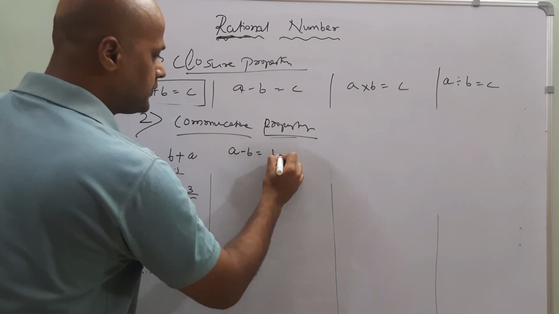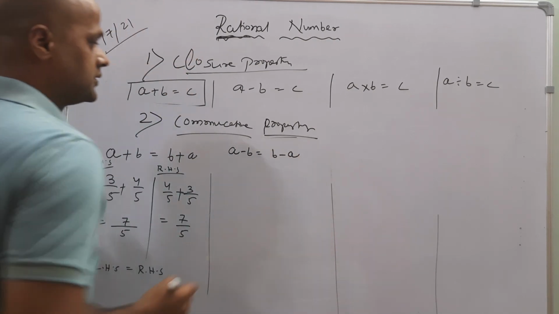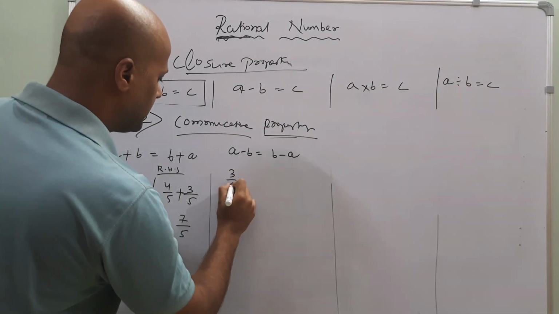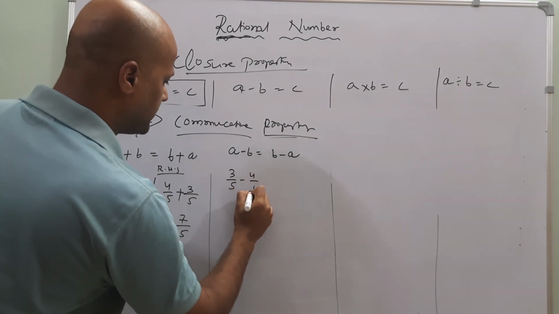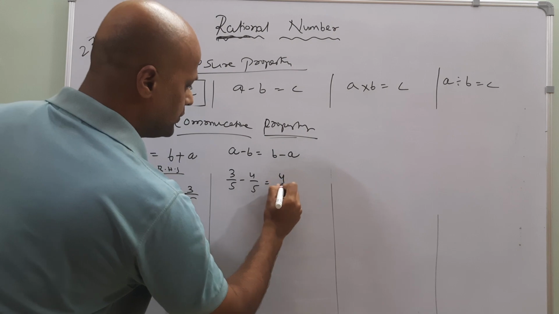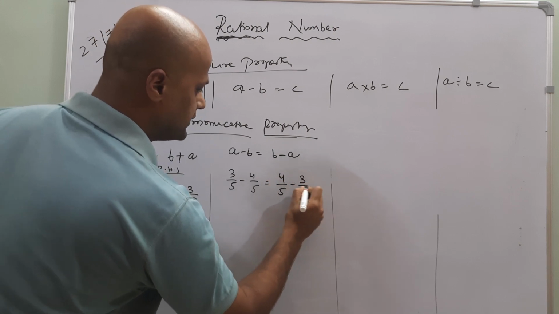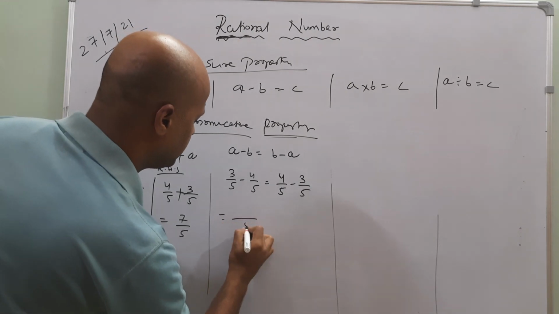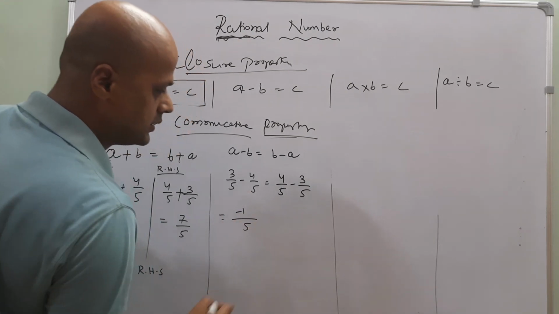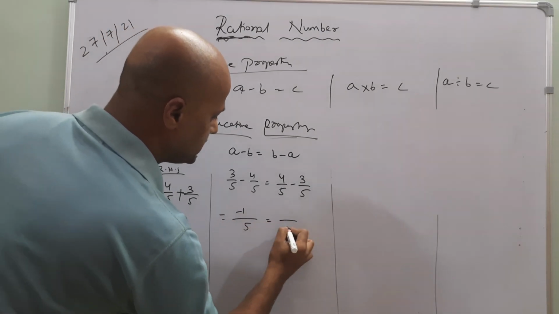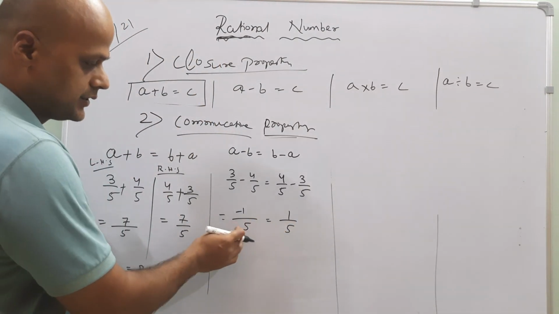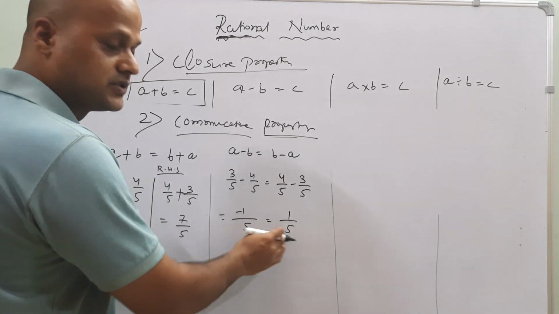Does subtraction follow the commutative property or not? Okay, now check it with the same example: 3 by 5 minus 4 by 5 is equal to 4 by 5 minus 3 by 5. Now what is the answer? On one side the answer is coming minus 1 by 5, since the LCM is 5, and on the other side it is 1 by 5. So here minus, here plus. So minus is not equal to plus.